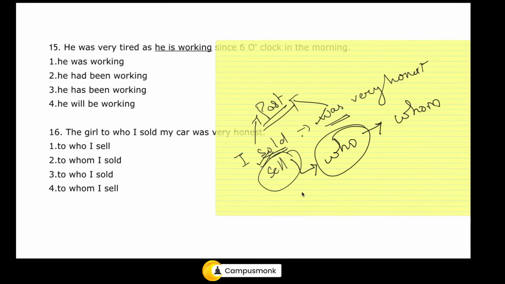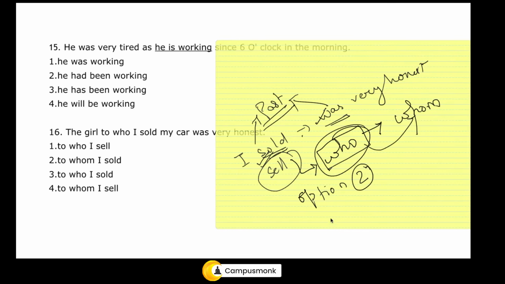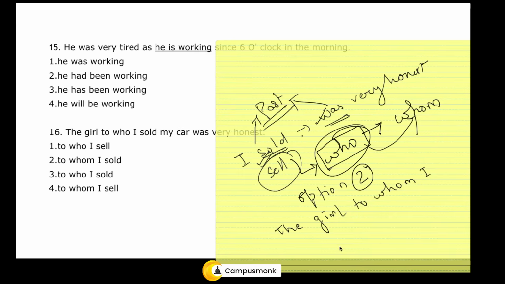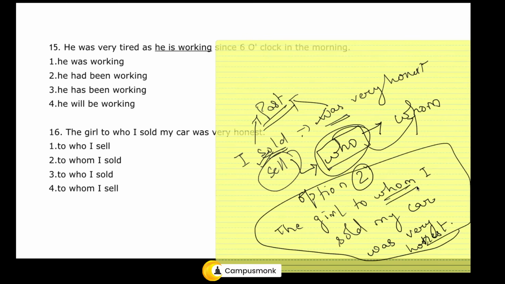Okay, so which statement has this option? Which option has these two words? It is in option number 2. So which was the error word? Only who was the error word. It will be replaced by whom. So what will be the statement? The girl to whom I sold my car was very honest. This will be the statement. It's not who, it is whom.